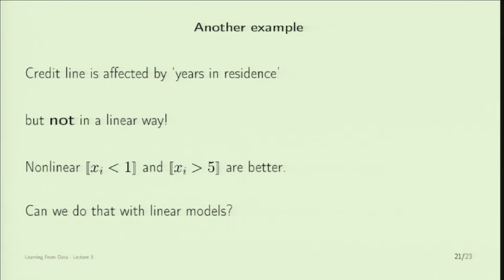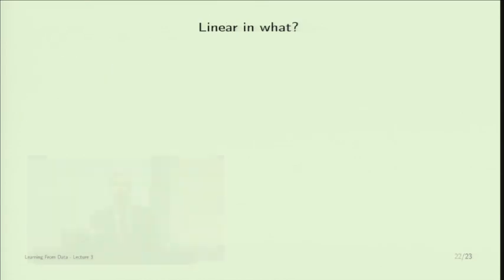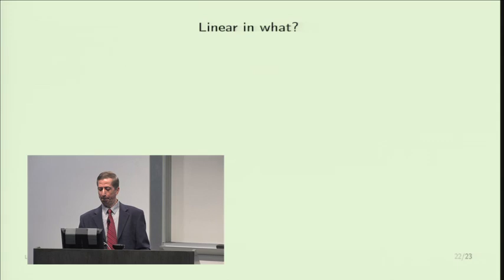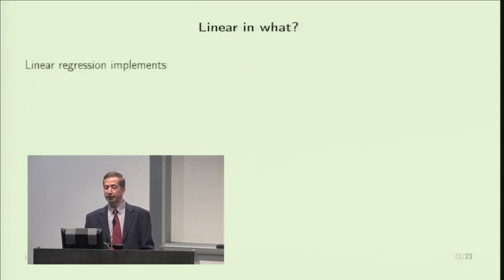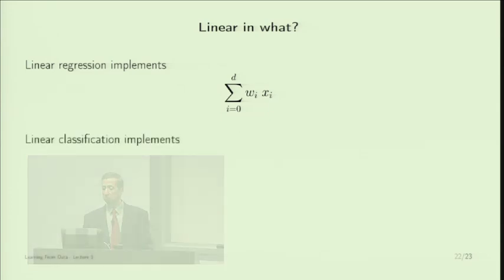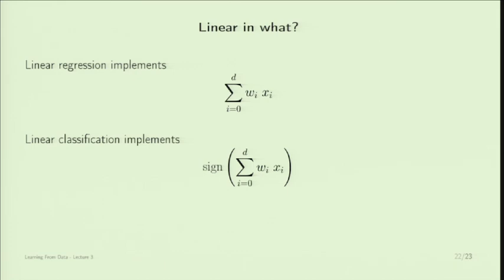So this is the question: can we use linear models? The key question to ask is, linear in what? What do I mean? Look at linear regression. What does it implement? It implements this. This is indeed a linear formula. And the linear classification counterpart implements this. This is a linear formula, and the algorithm being simple depends on this part being linear, and then you just make a decision based on that signal.